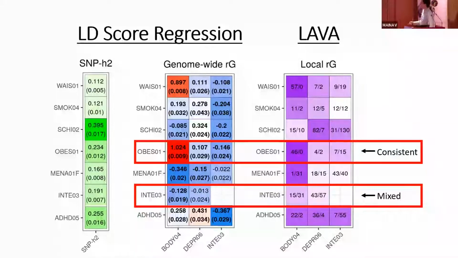But then there's another scenario, which I'm highlighting here, between intelligence and depression, where LD score regression found no genome-wide correlation, but LAVA found a large number of significant local genetic correlations, which consisted of a mixture of positive and negative genetic correlations. So this shows the insight that these local genetic correlation methods can provide, and we can hopefully incorporate this information when using polygenic scores for these secondary phenotypes to improve prediction.